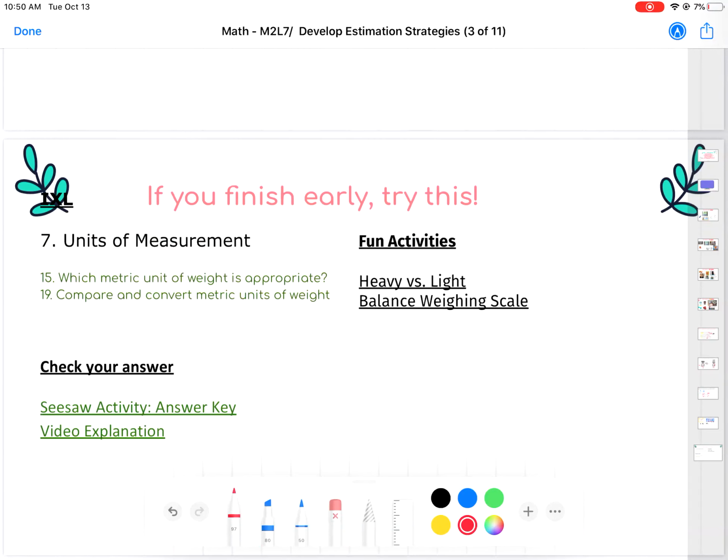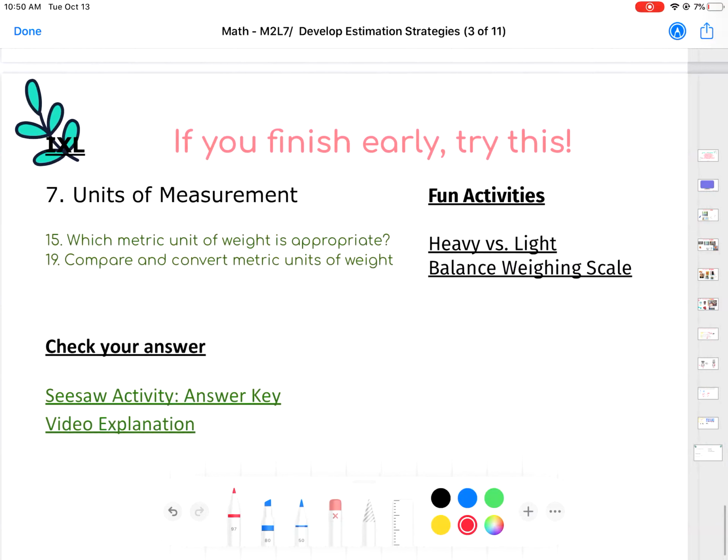So that is it for today's lesson. There will be some math activities waiting for you on Seesaw. If you finish your activity early, I want you to try these IXL problems, and I also want you to check your answer for your Friday Seesaw activity. And I have also included some fun activities for you to do.